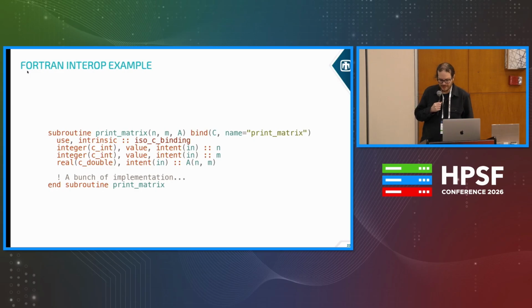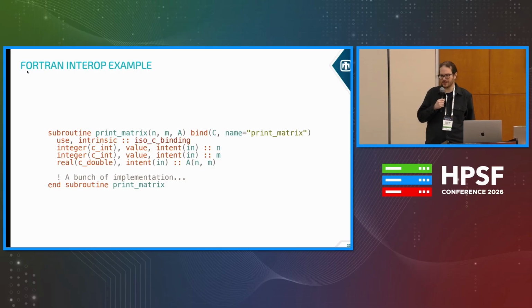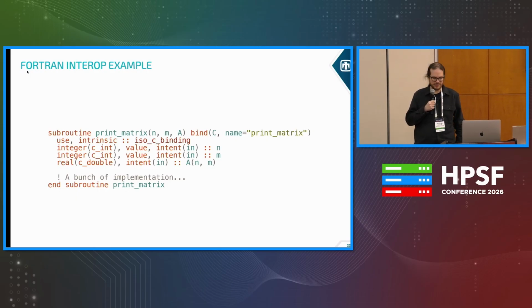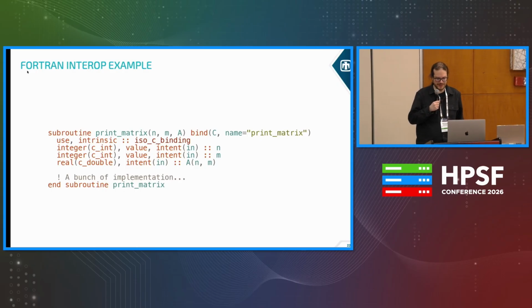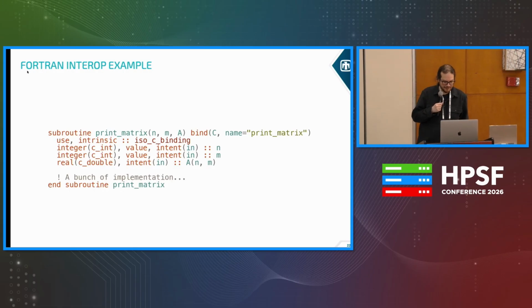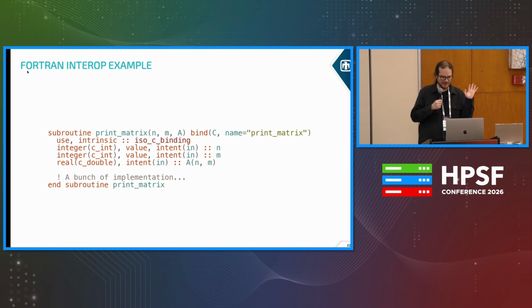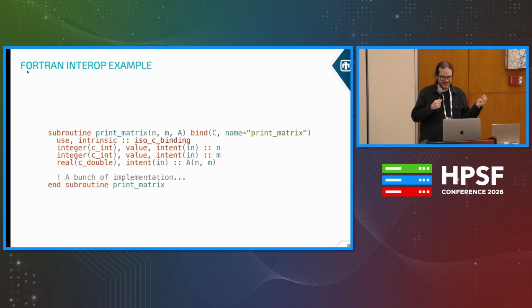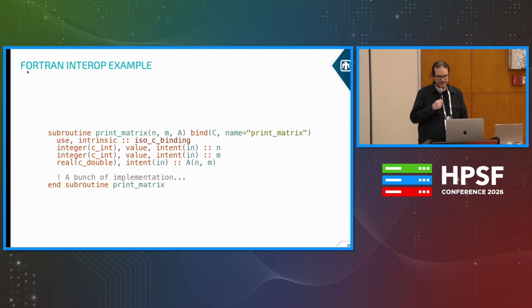So I actually wrote an example that showed how we could do interoperability between Fortran and C++ with mdspan. Here's a Fortran subroutine. Please forgive me, I am a complete novice to Fortran. I literally just learned it for this talk. So if there are any mistakes, you can yell at me later. We just have this subroutine that prints a matrix. It takes the size of the matrix in 2 dimensions, and then it takes the actual matrix A. And this is exposed to C using the bind C construct.